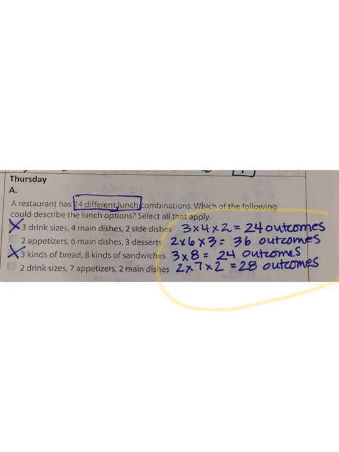I went through and multiplied the numbers and found the product, and the first and third one came out to 24, but the second and last came to 28, so I did not select those.